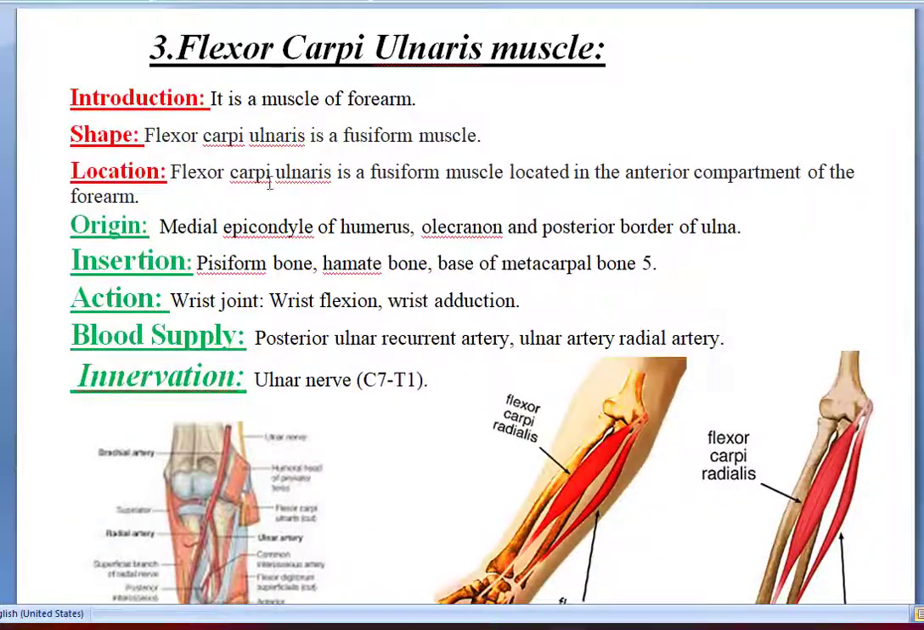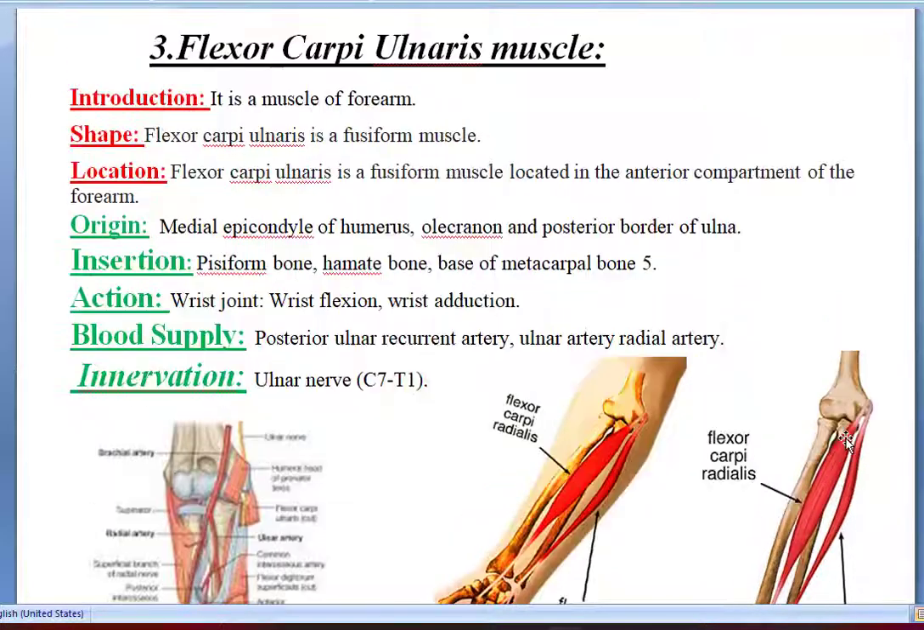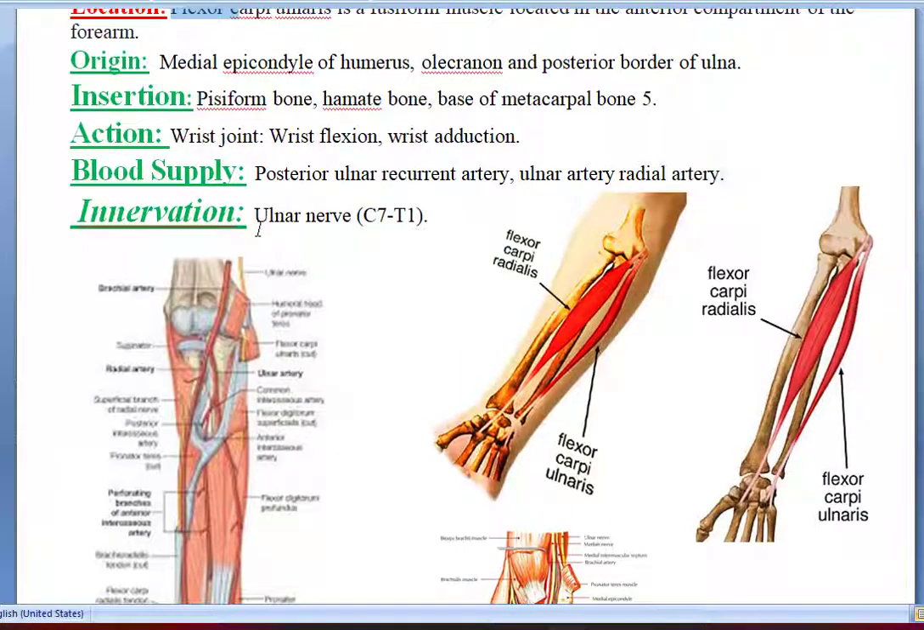The next muscle is the flexor carpi ulnaris muscle. The first muscle we discussed in the superficial layer was flexor carpi radialis; now this one is flexor carpi ulnaris. It is a muscle of the forearm. Its shape is fusiform, and it is located in the anterior superficial compartment of the forearm.